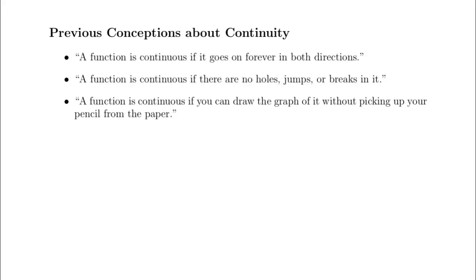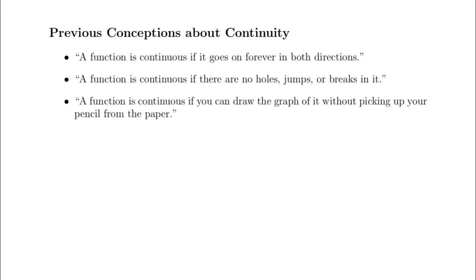Okay, so our previous conceptions about continuity, here's probably what they look like. These are the three things that I hear in my face-to-face classes over and over again from students. A function is continuous if it goes on forever in both directions. All right, here's the next one. A function is continuous if there are no holes, jumps, or breaks in it. Sometimes students will sub out holes, jumps, or breaks for other words that seem to be describing the same thing. A function is continuous if you can draw the graph of it without picking up your pencil from the paper or your marker from the whiteboard or whatever you're using to draw, right? If you can draw this thing in one take, that's what it means to be continuous.